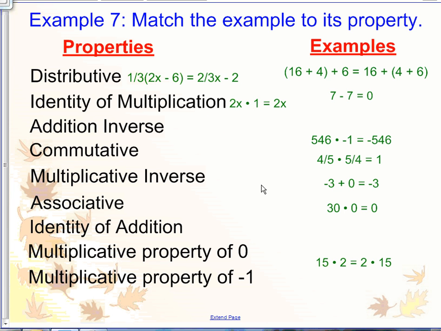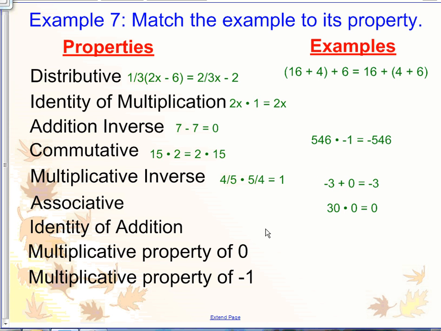If you found it was this one, you are correct. Okay. The inverse property of addition, that would be this one. Okay, the commutative property would be this one. In this case, we're talking about multiplication. The multiplicative inverse would be 4 over 5 times 5 over 4, which would equal 1.